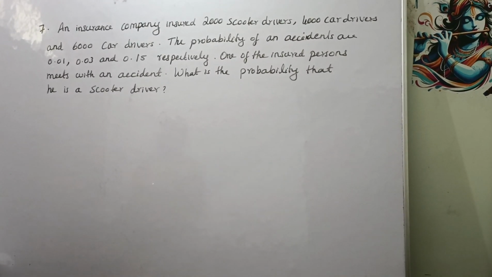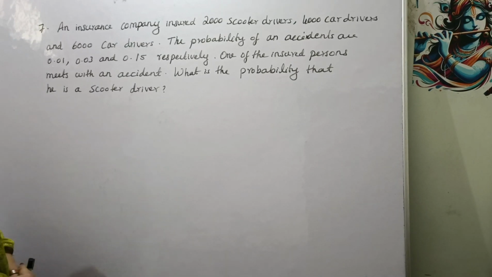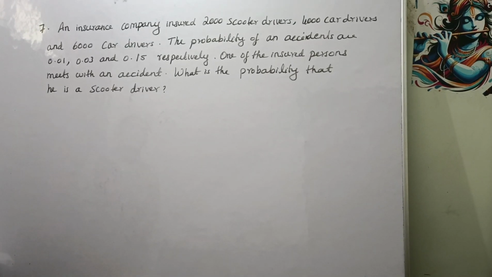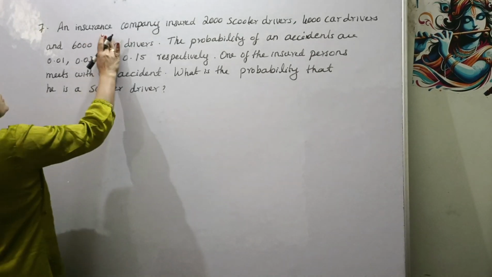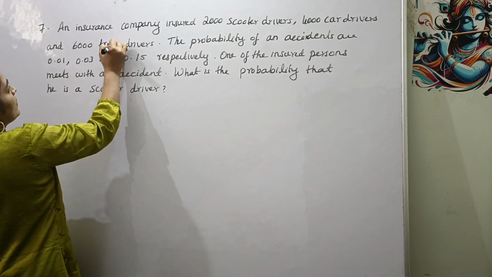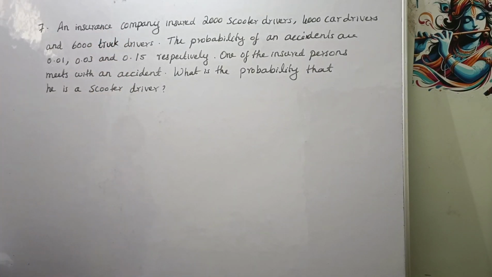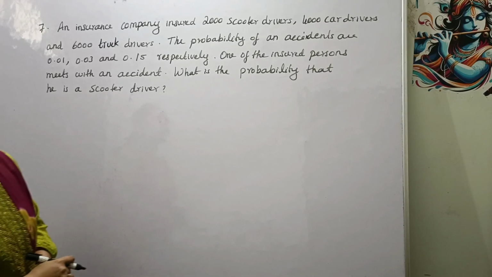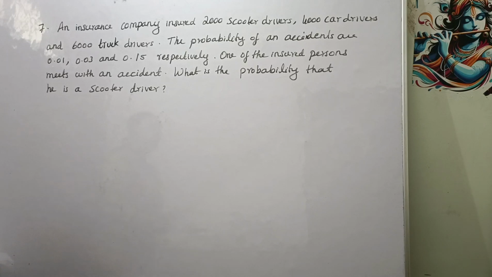An insurance company insured 2,000 scooter drivers, 4,000 car drivers and 6,000 truck drivers. The probability of accidents are 0.01, 0.03 and 0.15 respectively. One of the insured persons meets with an accident. What is the probability that he is a scooter driver?